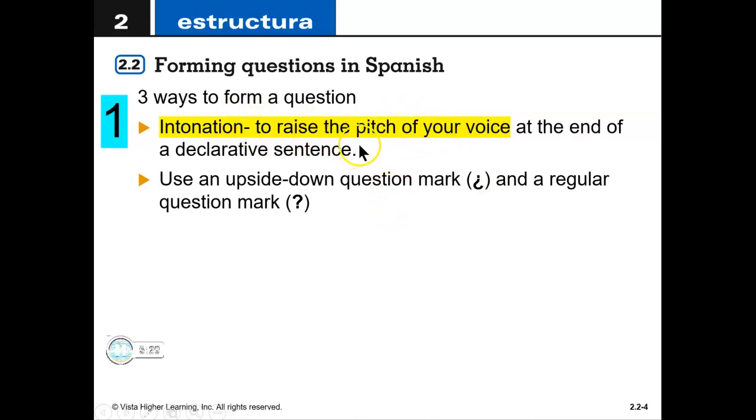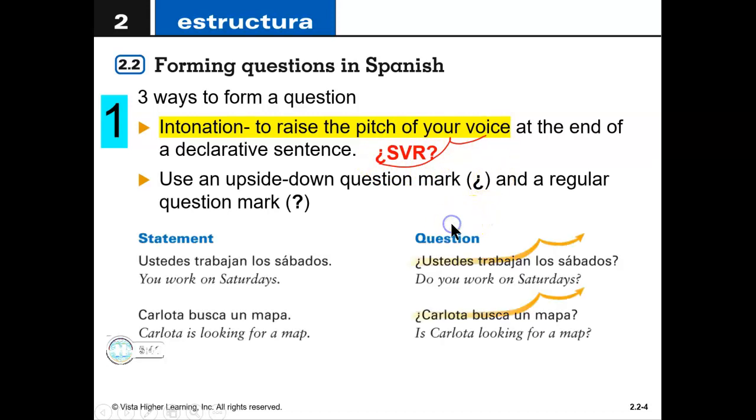But in making it into a question, you still have to add the upside down question mark and a regular question mark to it. Okay? So this is still going to be our regular syntax, subject, verb, remainder, only we're going to add the question marks, and we're going to remember that when we read this, we're going to raise the pitch of our voice at the end. Here's an example. Ustedes trabajan los sábados. You work on Saturdays. This is declarative syntax. We can make it into a question by saying, ¿Ustedes trabajan los sábados?, raising the pitch of our voice. Okay, still subject, verb, remainder. We add our question marks. When we're reading it, we raise the pitch of our voice.